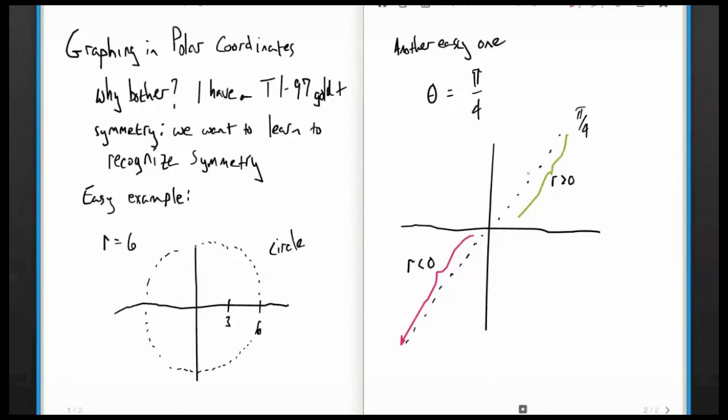All right. Now, these are easy. There's no theta in this one, just r equals 6. There's no r in this one, theta equals pi over 4. What if we have a combination? Let's take a look at one of those. I want to graph r equals 6 sine theta. r equals 6 times the sine of theta. What is that going to look like?